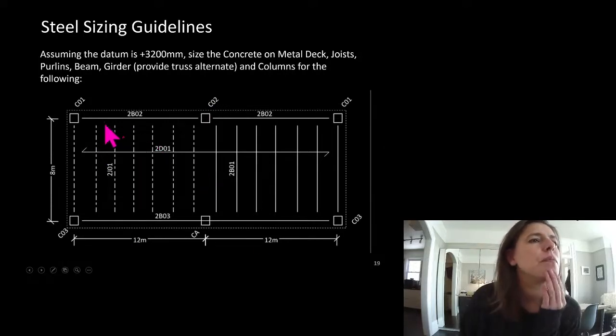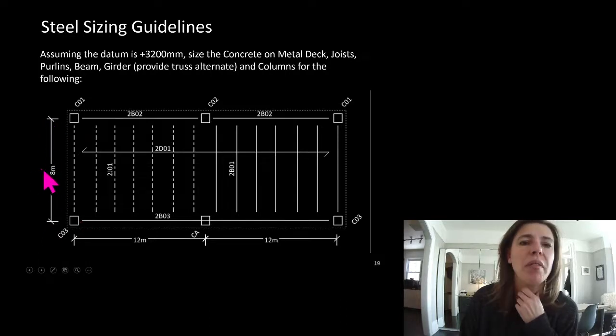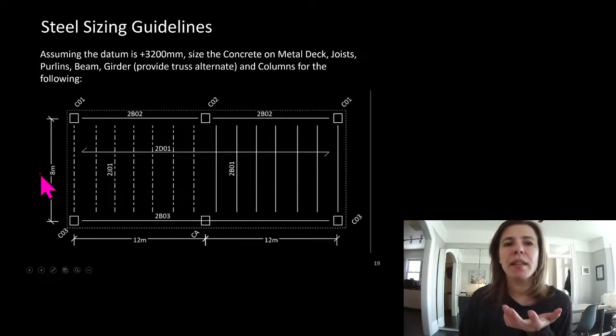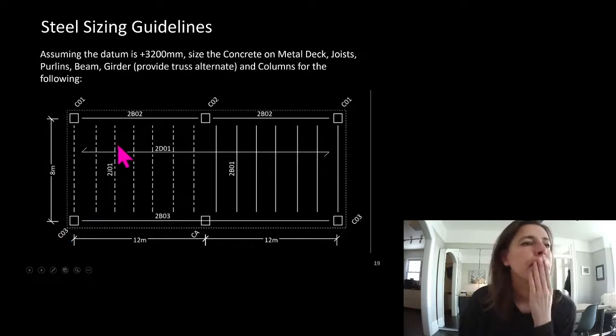2J01 and 2B01. How long are they? If we look here, they start here and they finish here. Oh look, 8 meters. We've got a length for our joists and we've got a length for our purlins.